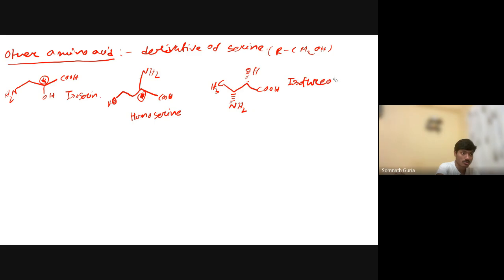It also has another isomer, where the OH group is below the plane, the NH2 group is above the plane, there is the CH3 group, and this will be my COOH. This is called allo-isothreonine.